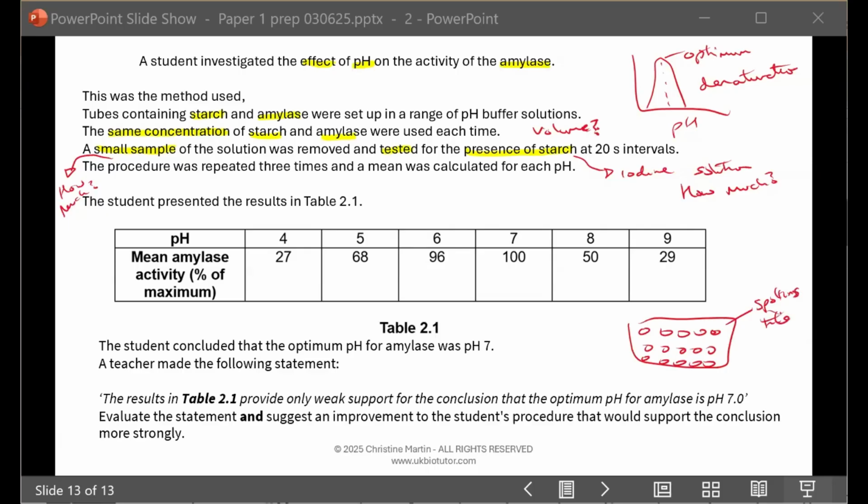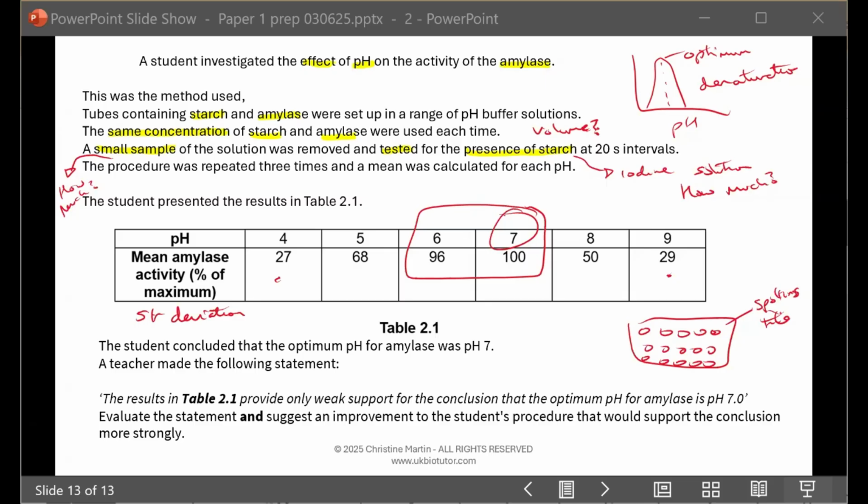Right, okay, the students present the results in table 2.1, mean amylase activity as a percentage of the maximum. So you can see we've got a low number here, we've got a low number here, and it's rising up to 100%. So therefore, I would assume that 7 is my optimum. Just looking at this, I'm not seeing any of the questions yet. I'm just looking at this right now, and I'm trying to say to myself, right, well, what could it possibly be? And then I'm saying, well, actually, 96% and 100% is really close, and they haven't told me anything about my standard deviation.